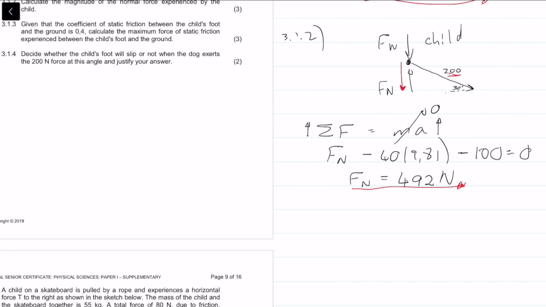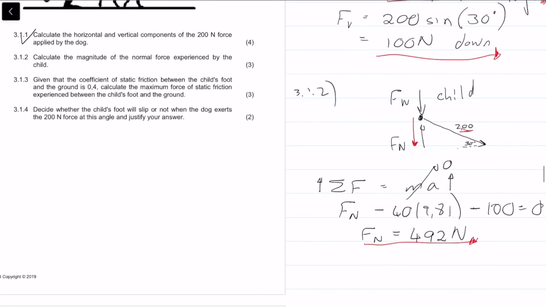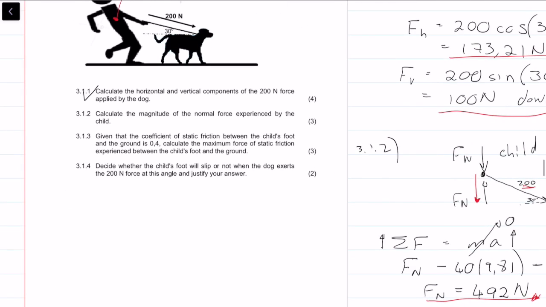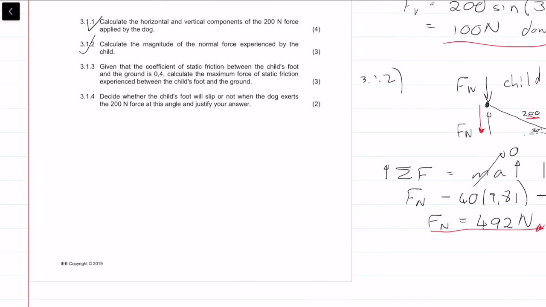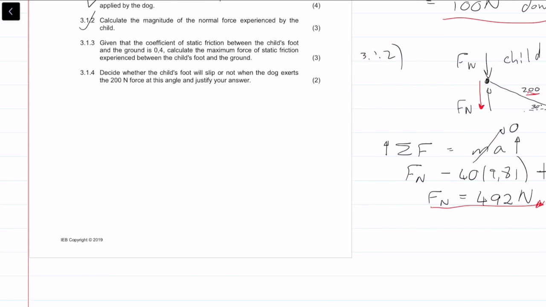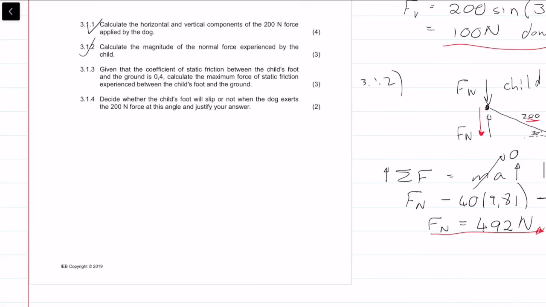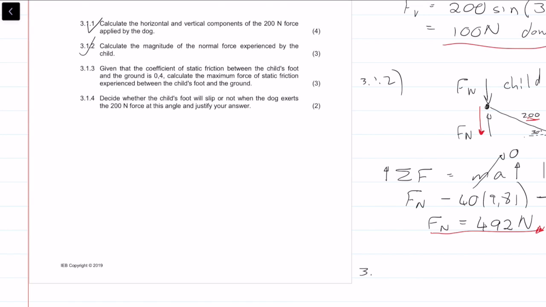Okay, cool stuff. So we can now go on. Let me just give myself some space. Cool stuff. So there we go, 3 more marks. Great. Okay, so now it says, given that the coefficient of static friction between the child's foot and the ground is 0.4, calculate the maximum force of static friction experienced between the child's foot and the ground.